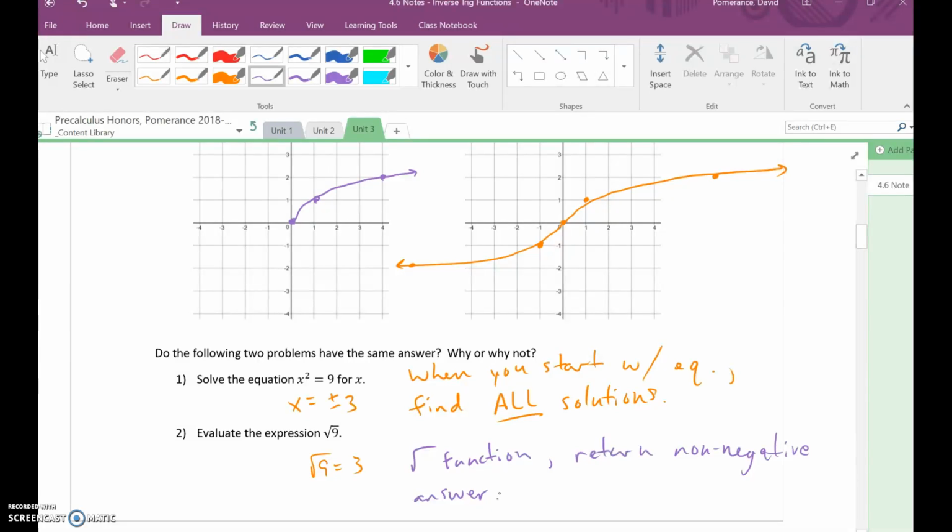Your calculator will agree with you. If you type in the square root of 9, it will not give you 3 sometimes and -3 other times. It always gives you 3 because the square root function is exactly that, a function.